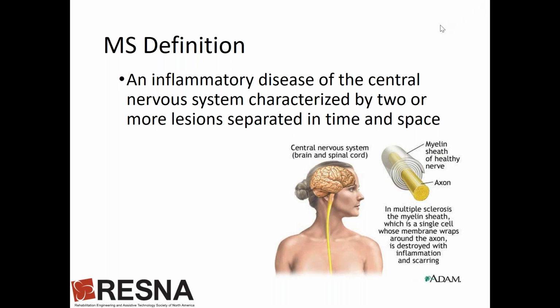So back to the multiple sclerosis. The axon is where the nerve signals travel. When the nerve signals travel down the axon, if the myelin sheath is destroyed, then it prevents the nerve signal from getting down, and that's where you have the impairments. With the destroying of the membrane is where you have inflammation and scarring.